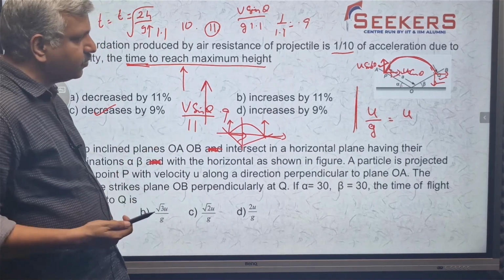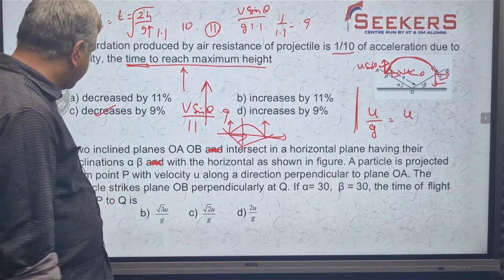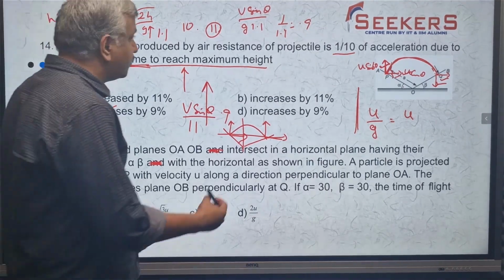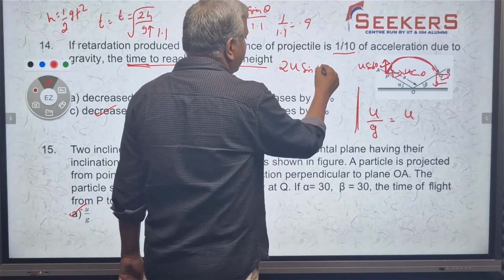So the upward component is u sin theta, time of flight is 2u sin theta by g. So 2u sin theta, sin 60 is 1 by 2. Sorry, I am making a mistake. It is 2 times u sin 60 by g.